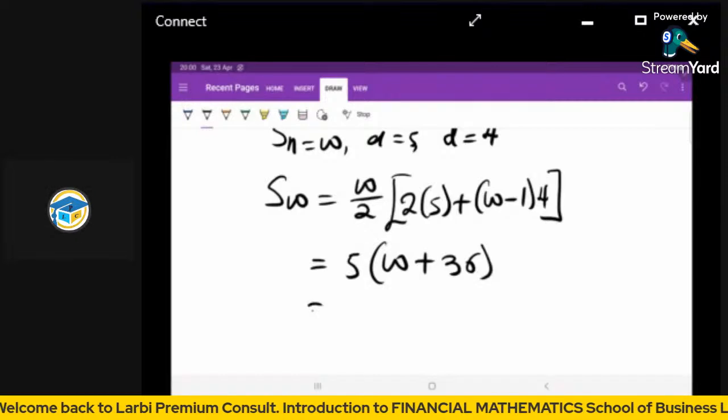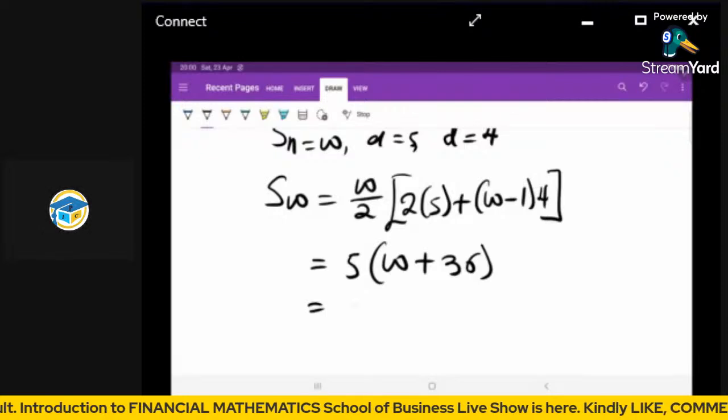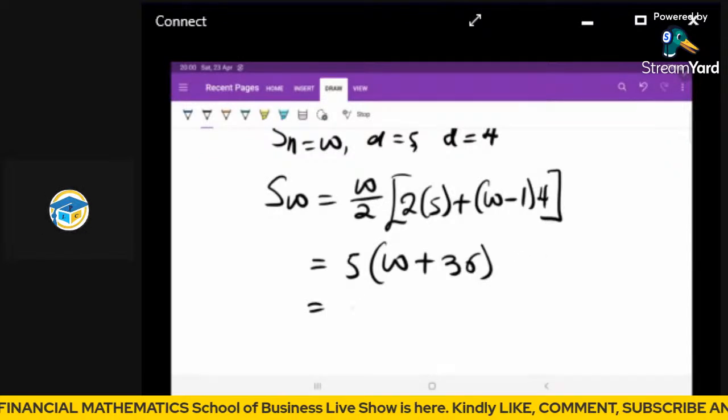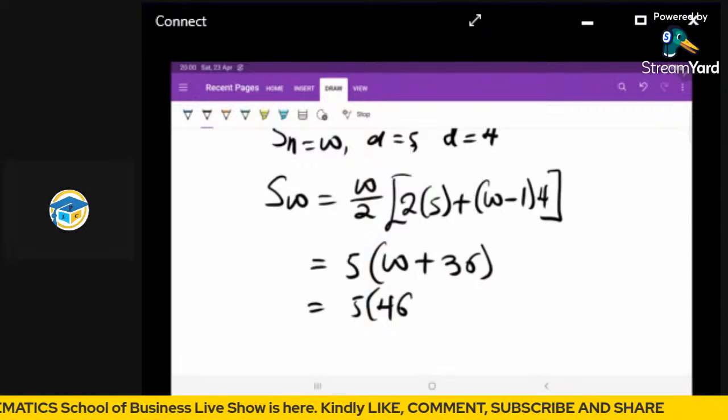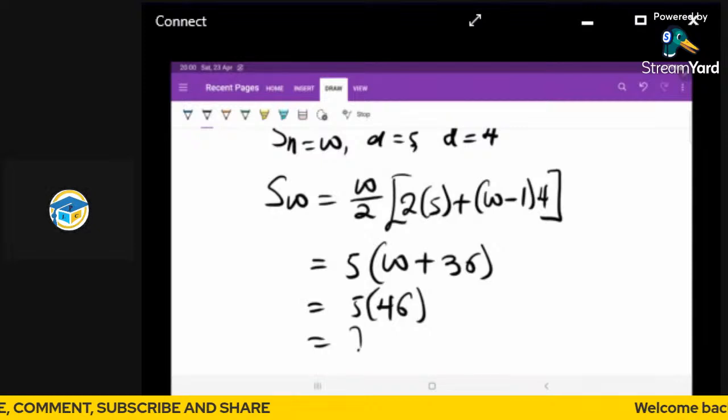All right. So at this point, 10 plus 36 gives us 46. Is that okay? So 5 multiplied by 46. The final answer you get should be the right answer. So multiply this for me and let me see it in the comment section. The answer you're going to get for 5 multiplied by 46.